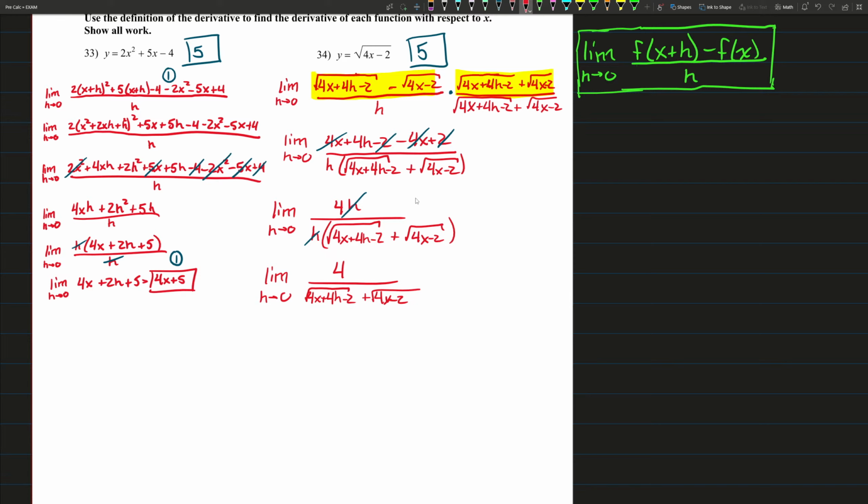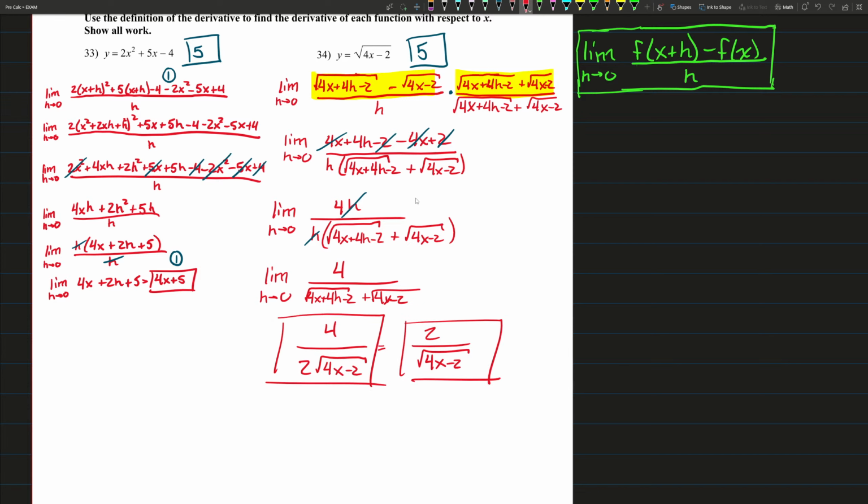All right, and when we do this, we just plug in 0 for h. So what we're going to get is 4 over the square root of 4x minus 2 plus the square root of 4x minus 2. So we get 2 of those. And then this can be your answer, but if you simplify, this is 2 over the square root of 4x minus 2. Again, you can get here. I'm not really worried about that. And then that's the entire practice test.